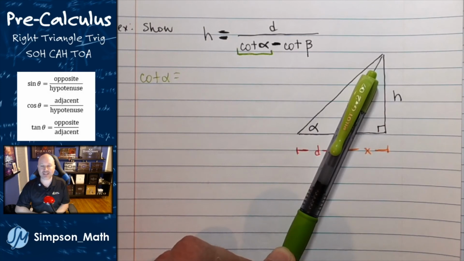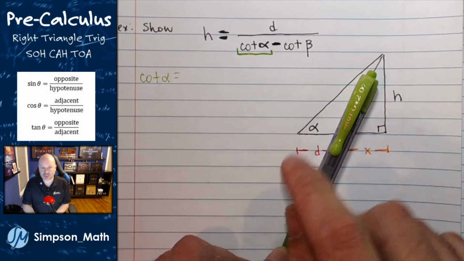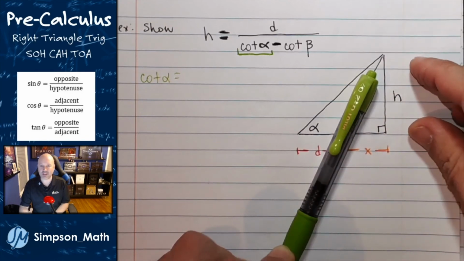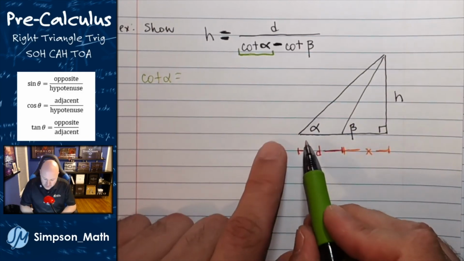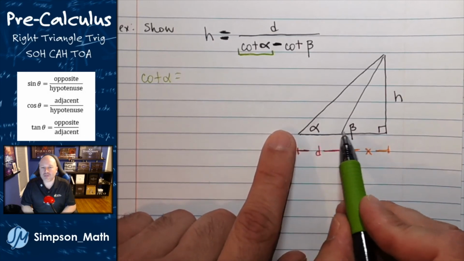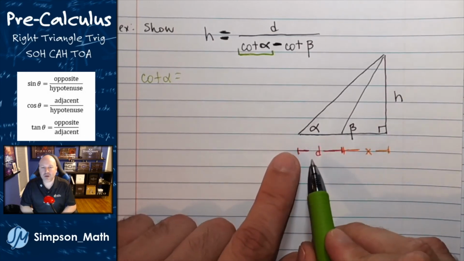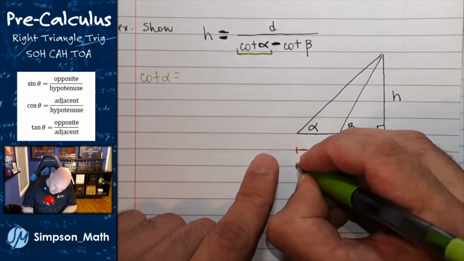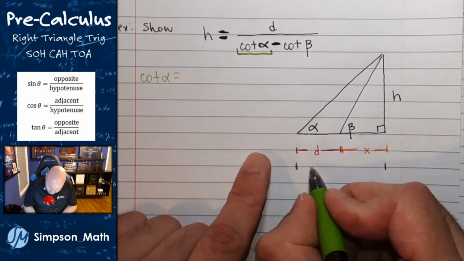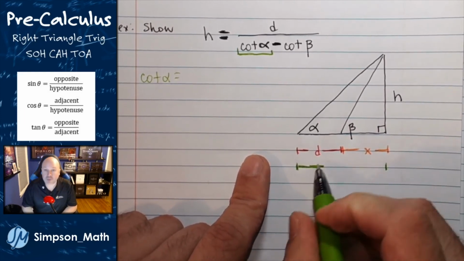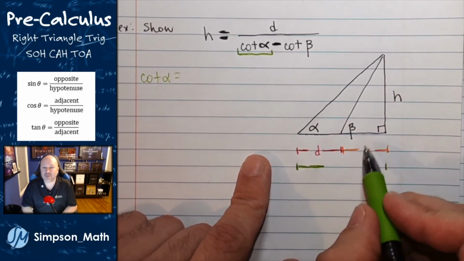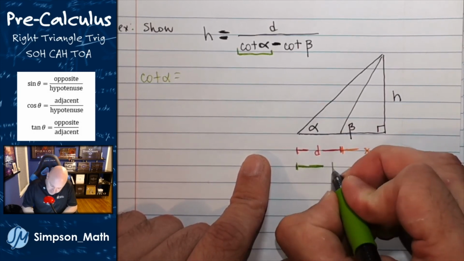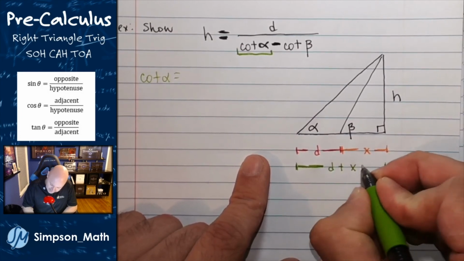Now, if I want cotangent, then I need the adjacent, which is all of this, over the opposite, which is h. I don't know what all of this is. But if this part is d and this part is x, what could I call all of it together? Like if this is 2 and this is 3, I would just simply add them together. 2 plus 3 is 5. So I'm going to call this d plus x.